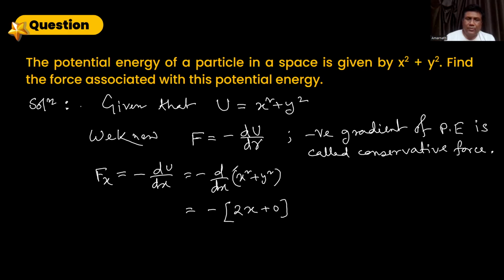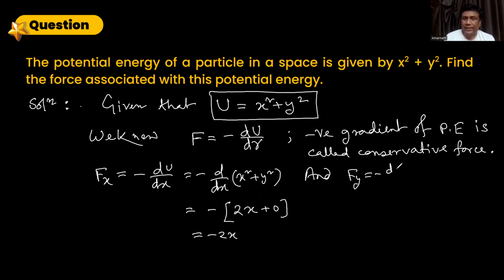Because we are differentiating partially with x, and we are not differentiating with y, it will behave like a constant here, so it will be 0 only. So it will be minus 2x only. That is the x component of force, if the potential energy is like this. But we need the Fy component also, and Fy I can calculate with the same logic only.